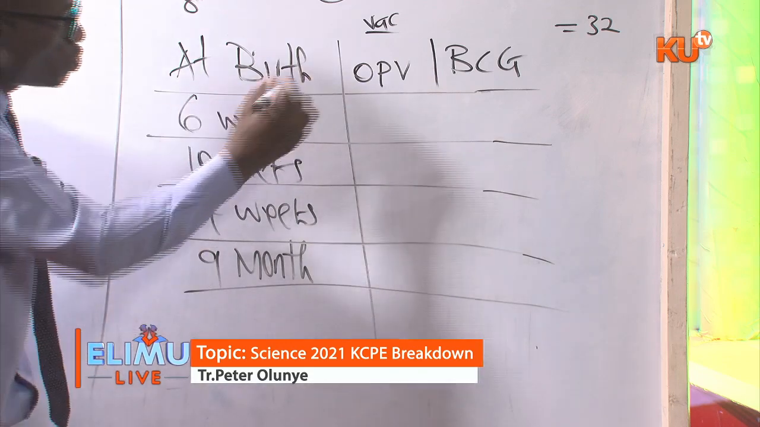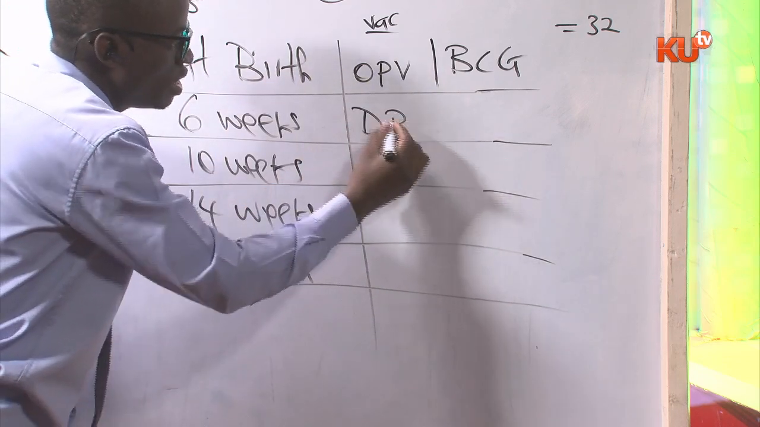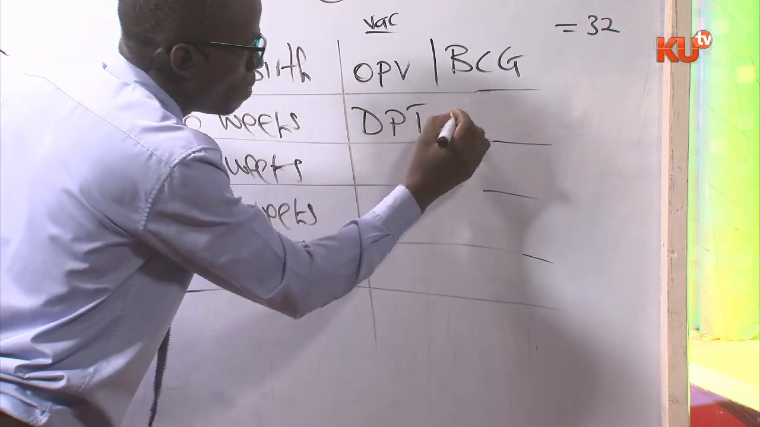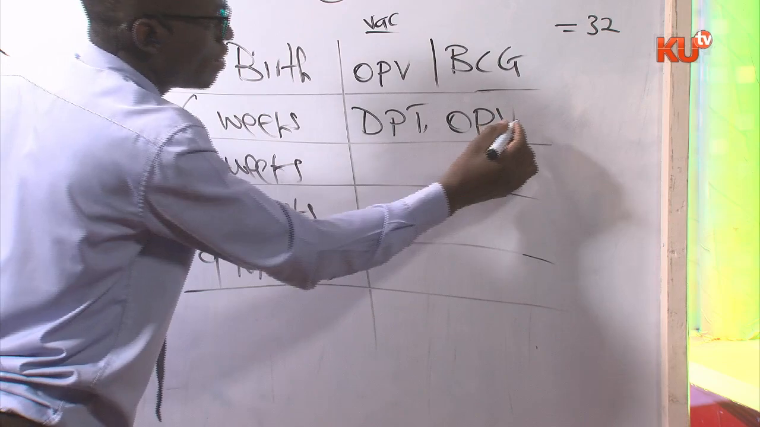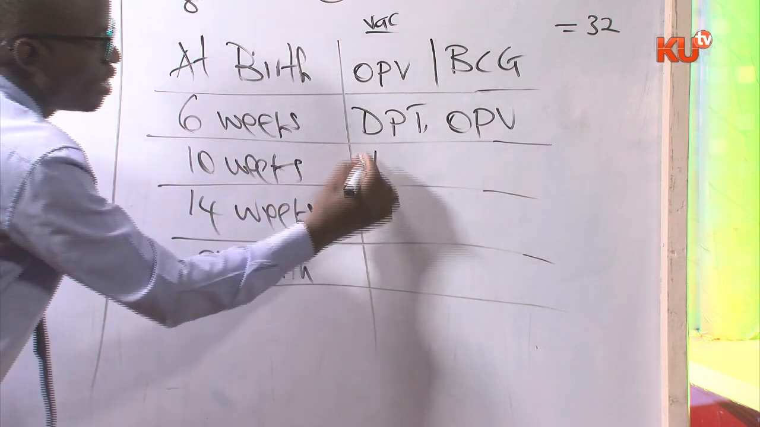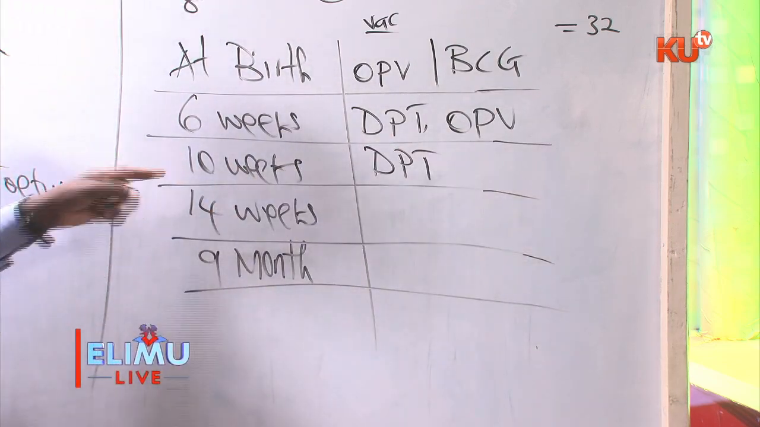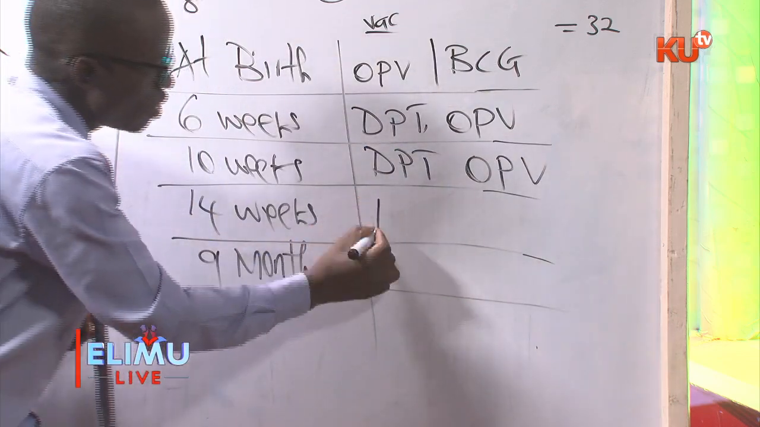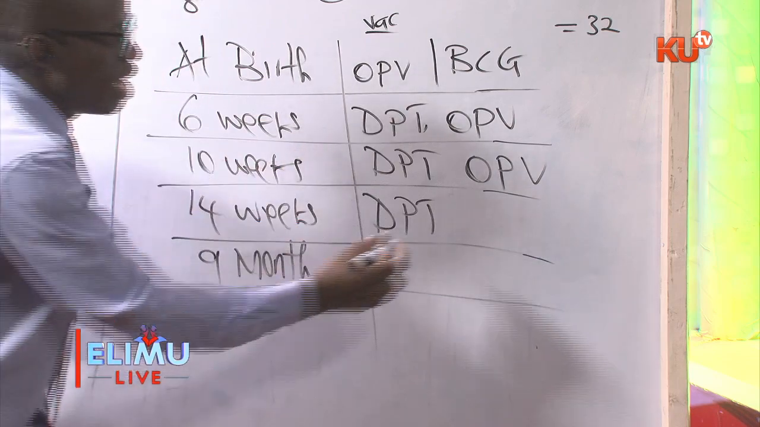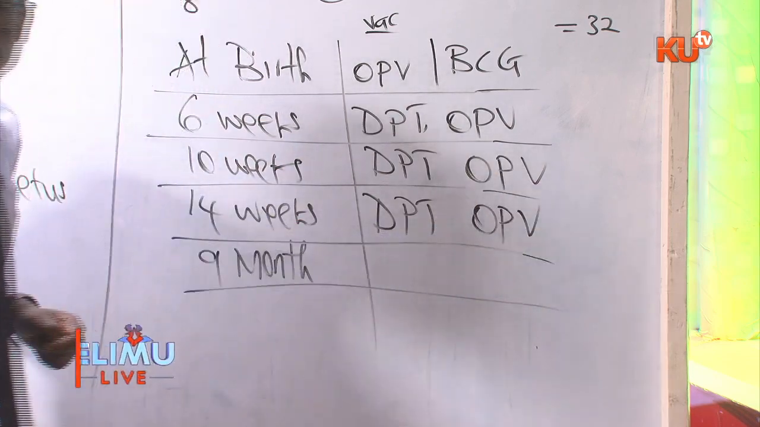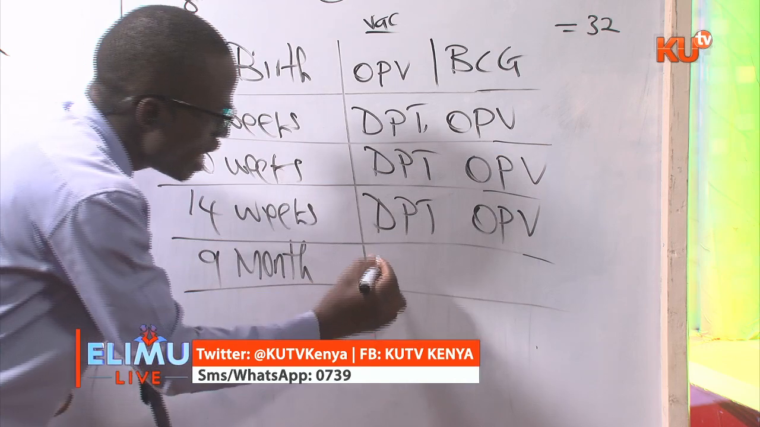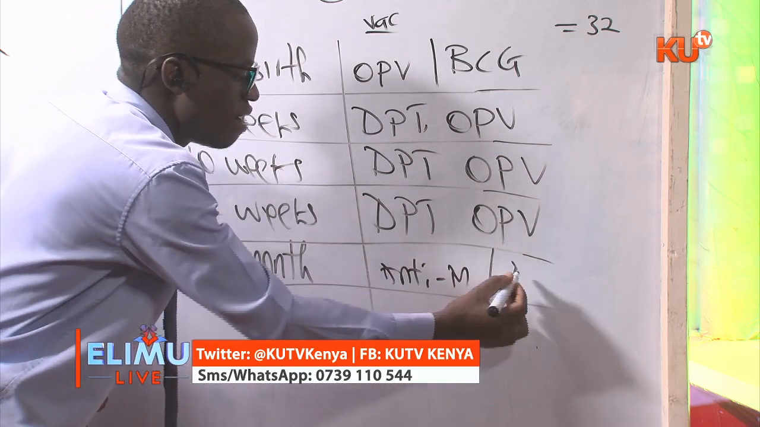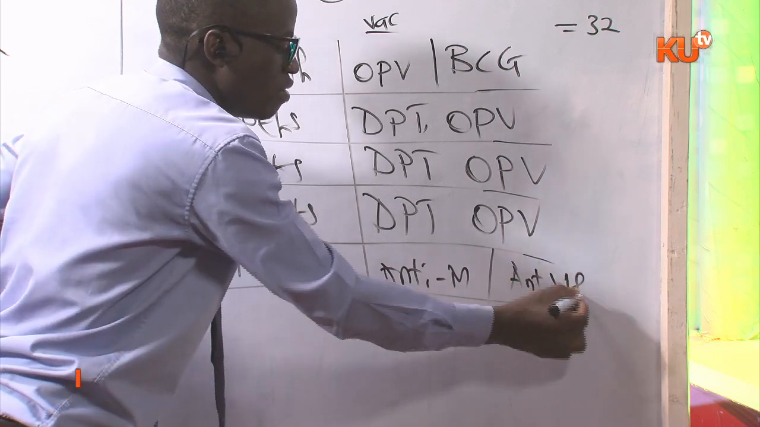Then we have 6 weeks. Now here we have DPT, the first DPT vaccine. Then, remember, OPV is still being given, the second OPV. Then we have DPT at 10 weeks. Then we have OPV, then 14 weeks. We also have another DPT. Then we have OPV, that is oral polio vaccine. Then at 9 months, we have what is called the anti-measles. Then also we have the anti-yellow fever.